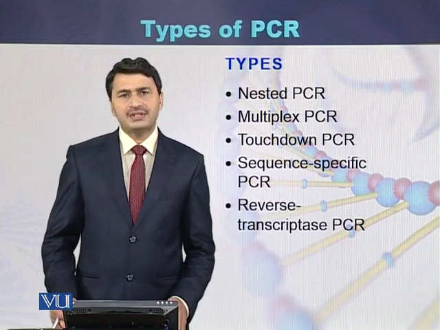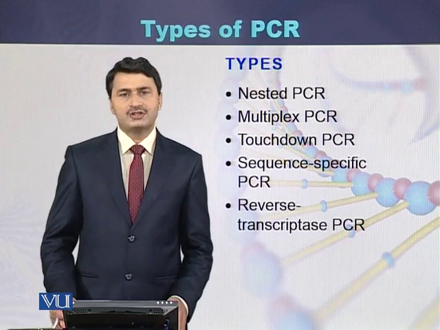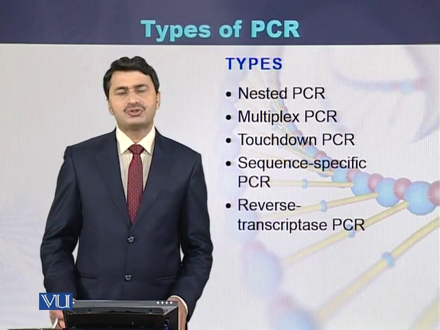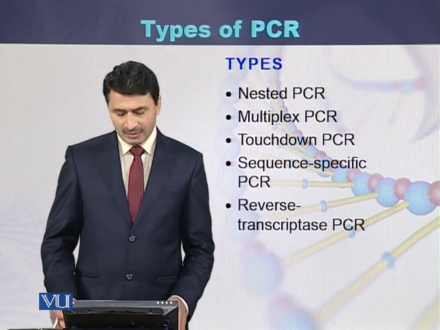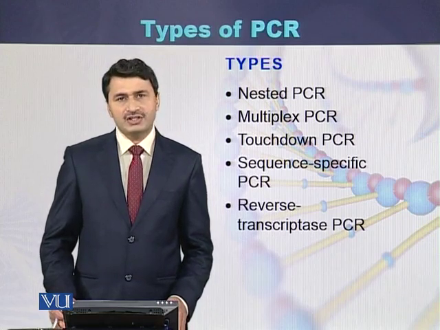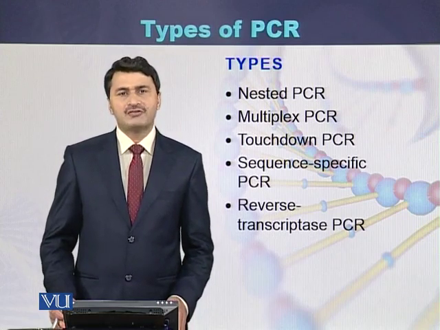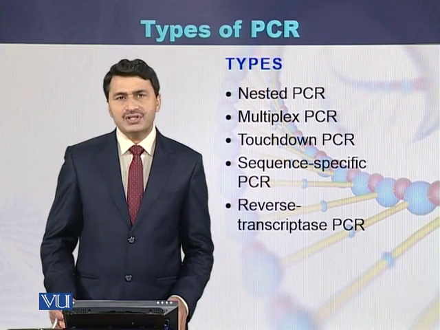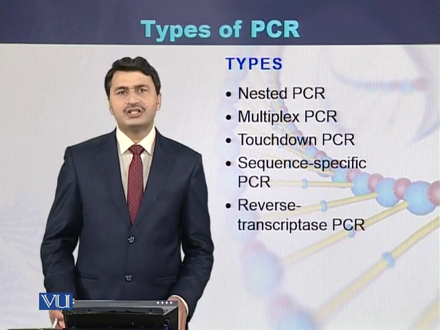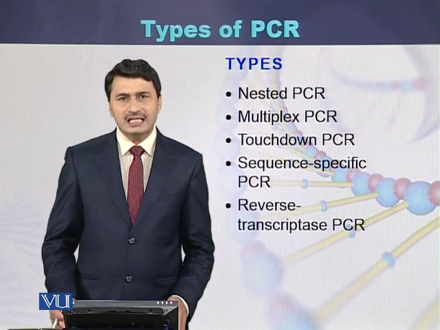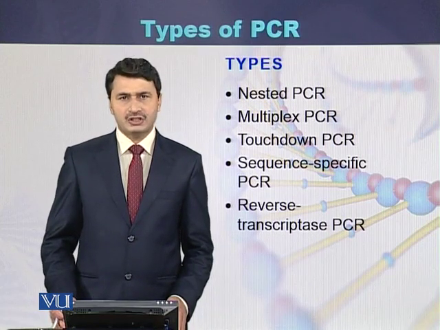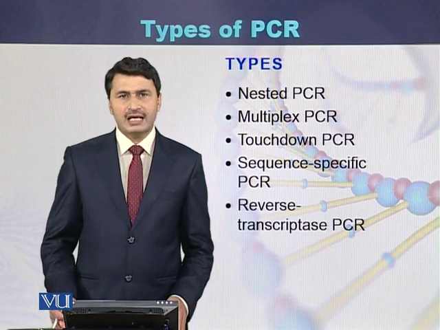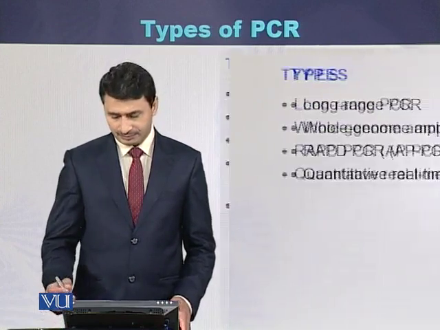The next type of PCR is called sequence specific PCR, that is to sequence a particular region. The next type is called reverse transcriptase PCR. Reverse transcriptase PCR is such a PCR in which first RNA is converted into DNA, and then that DNA, which is called cDNA, is amplified. This is performed with the help of an enzyme called reverse transcriptase.